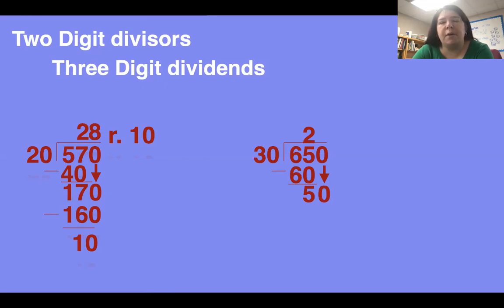We need to divide 50 by 30. How many times does 3 go into 5? Or 5 divided by 3? What is it close to? 1. Very good. And 1 times 30 equals 30. And 50 minus 30 equals 20. Compare. 20 is less than 30. Bring down. There's nothing else to bring down. So that is my remainder. Very, very good.